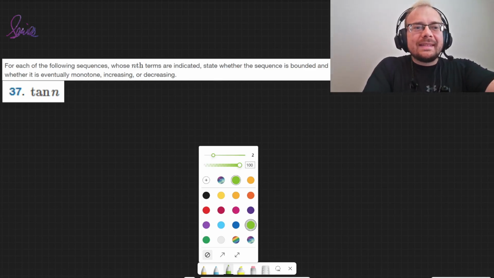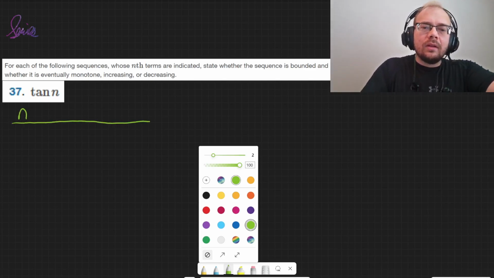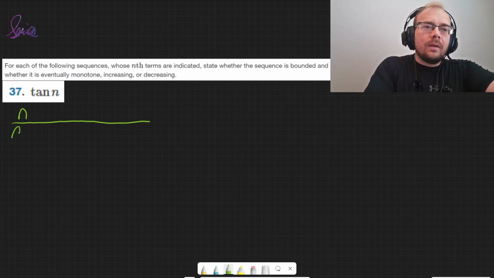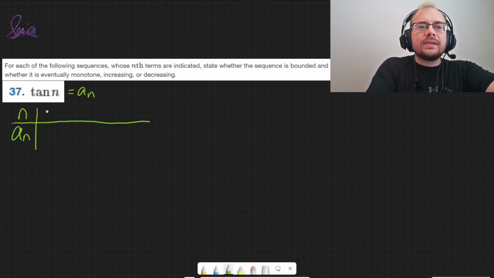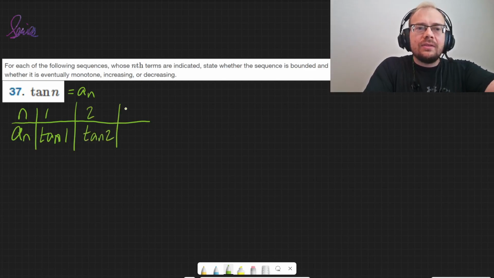So let's look at what happens with these n values. We're looking at n, and we're looking at a sub n, which is this sequence here. And if it doesn't say where it starts, then it starts at 1. So that's a sub 1, which is tan of 1. And if they don't say whether we're in degrees or radians, then we assume radians. So that's tan 1, tan 2, and so on and so on.